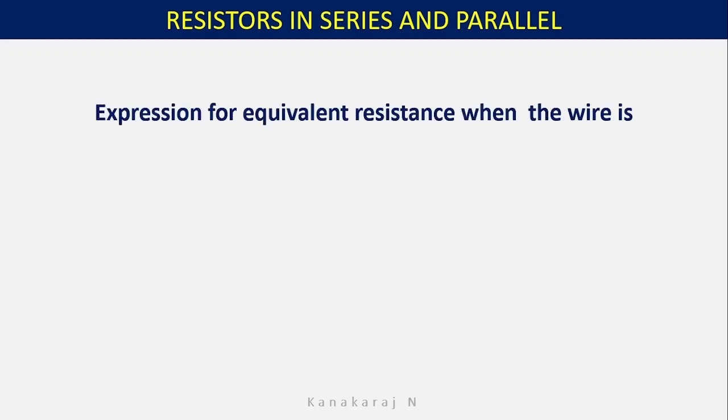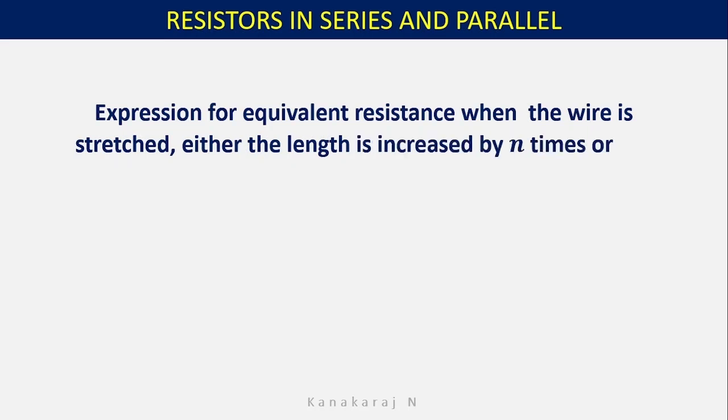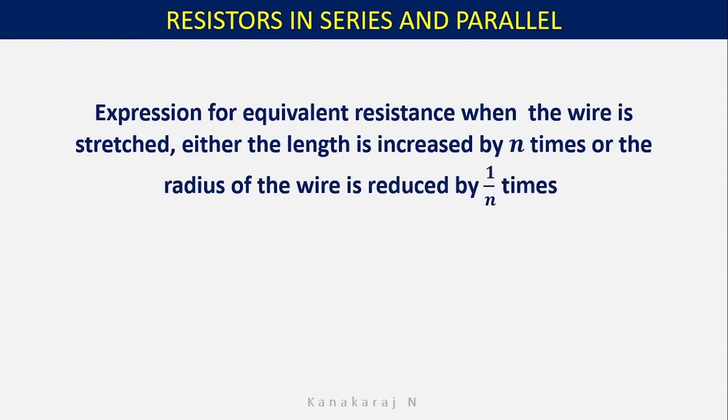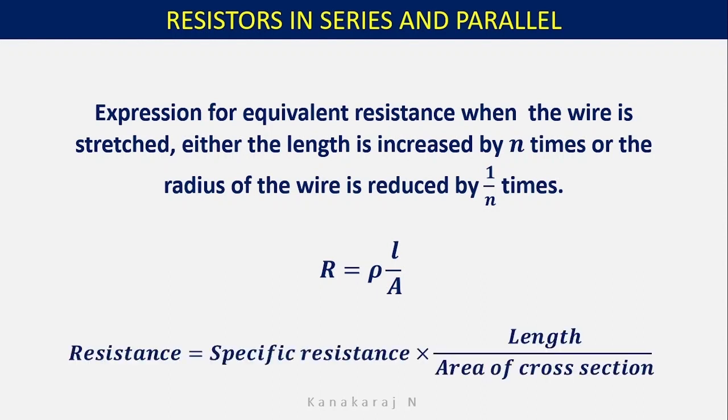Expression for equivalent resistance when the wire is stretched. Either the length is increased by n times or the radius of the wire is reduced by 1 by n times. We know R equals rho times L by A. The resistance of the wire equals specific resistance multiplied by length divided by area of cross section.